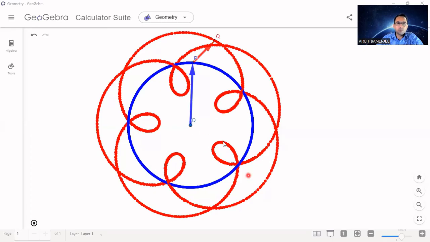For example, point P or the line segment OP or the vector OP is rotating about the fixed point O with some angular speed, and point Q or the vector PQ or the line segment PQ is rotating about the moving point P with a different angular speed.